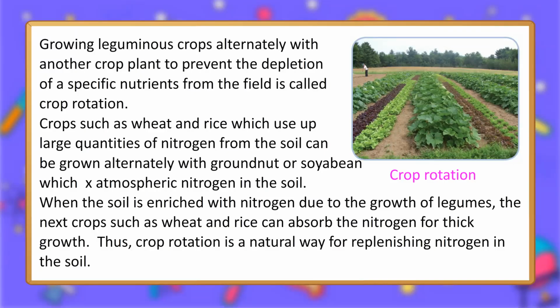Crops such as wheat and rice, which use up large quantities of nitrogen from the soil, can be grown alternately with groundnut or soybean, which fix atmospheric nitrogen in the soil. When the soil is enriched with nitrogen due to the growth of legumes, the next crops such as wheat and rice can absorb the nitrogen for thick growth.